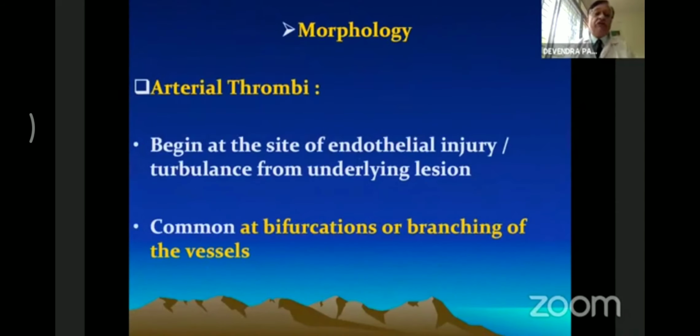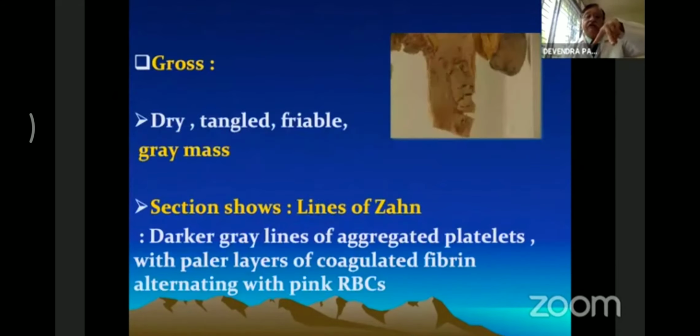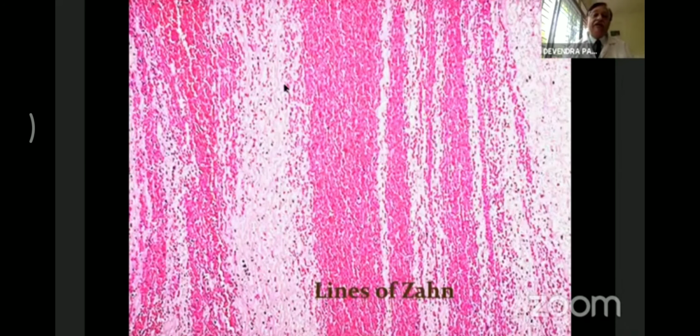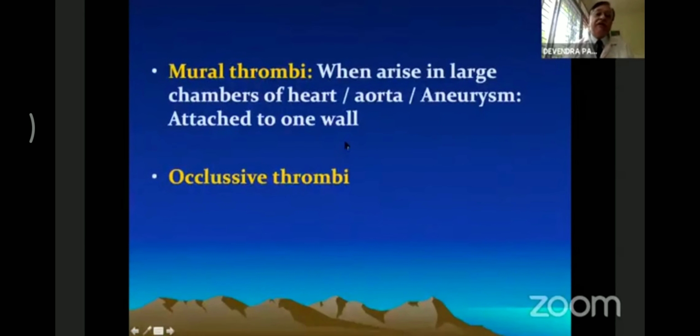Morphology: arterial thrombi originate at the endothelial injury site, towards the bifurcation of the arteries where the turbulence is more. They are dry, tangled, friable gray masses, and the section shows lines of Zahn. What are lines of Zahn? Alternating layers of fibrin and deposited RBCs. So lines of Zahn are there in the arterial thrombi.